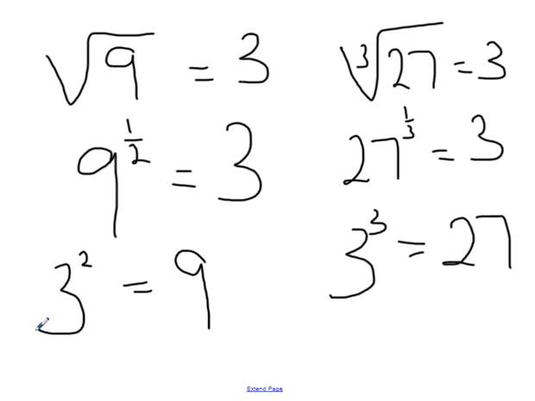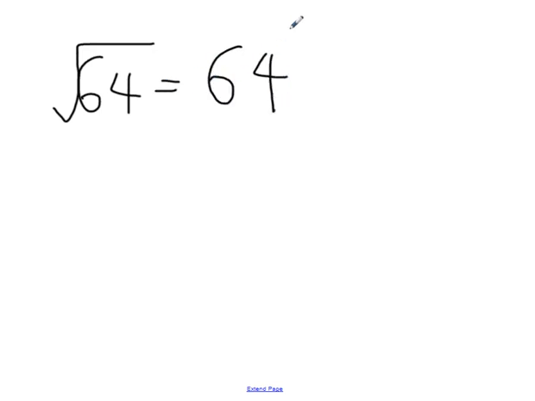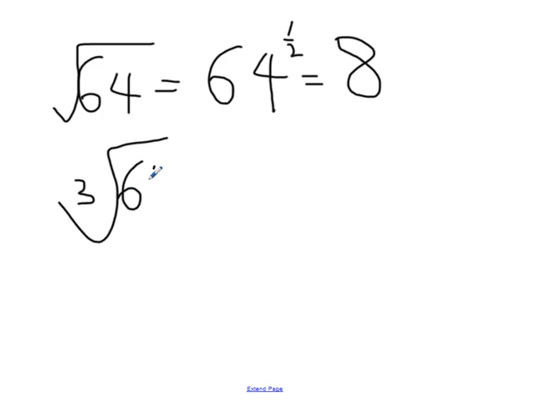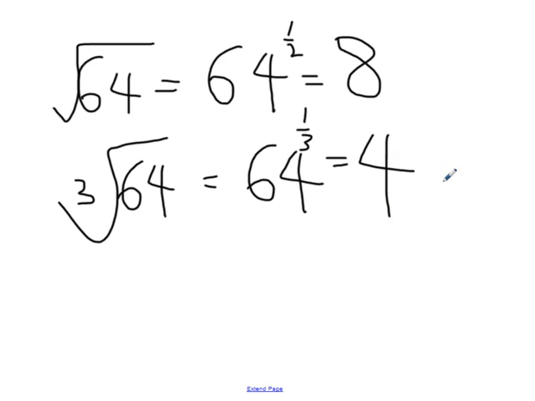The next part we want to do is something like this. If I was to write 64 and I want the square root, it's going to be the same thing as 64 to the power half, which means two same numbers I can multiply to get 64, and of course that's 8. However, if I was to find the cube root of 64, I could write that as 64 to the power of a third, and that will give me a 4, because 4 times 4 times 4 will give me 64.